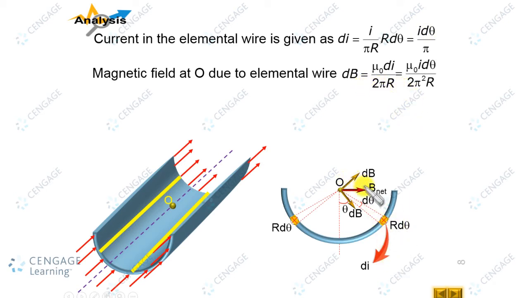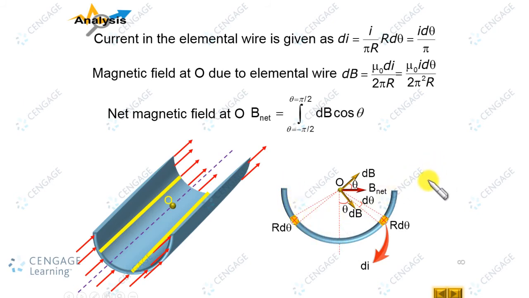Now let us find the net magnetic field at this position, that is dB net. We can observe here this radial line, dotted radial line, is making theta degree with the vertical direction, and dB is perpendicular to this radial line. That means the dB should make angle theta with the horizontal direction. That means this angle should be equal to theta. That means the effective component of the magnetic field in this direction should be equal to dB cos theta. That means the net magnetic field at O should be equal to integration of dB cos theta. The limit should be equal to from minus pi by 2 to plus pi by 2, right?